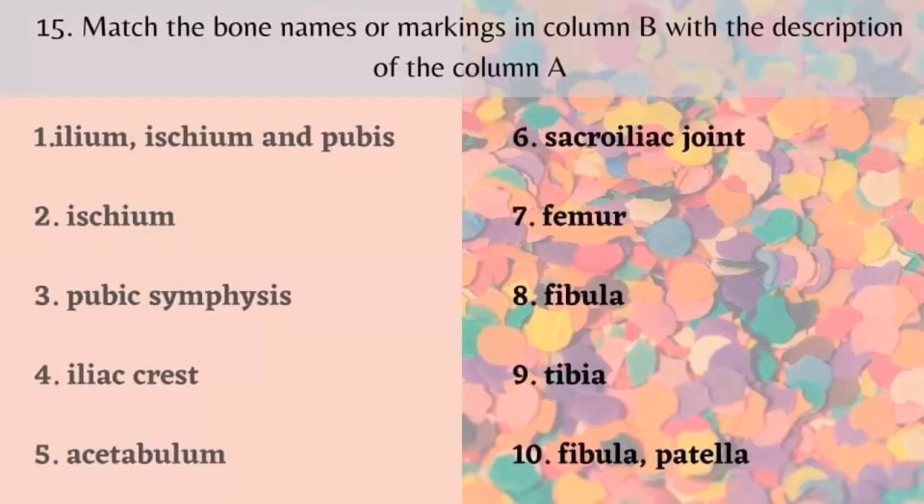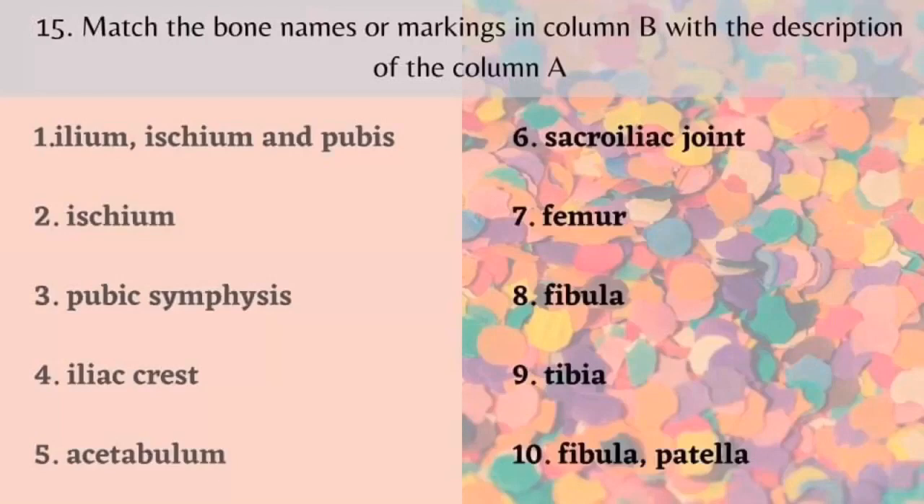Number 5, deep socket in the coxal bone that receives the head of the thigh bone. Our answer is acetabulum. Number 6, joint between axial skeleton and pelvic girdle. Our answer is sacroiliac joint. Number 7, longest, strongest bone of the body. Our answer is femur. Number 8, thin lateral leg bone. Our answer is fibula. Number 9, heavy medial leg bone.